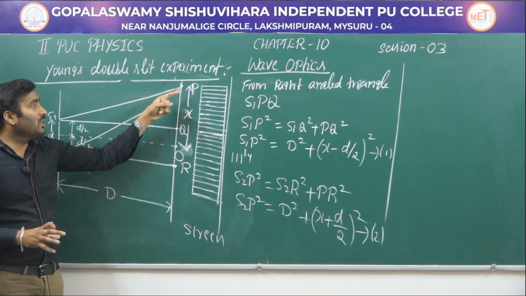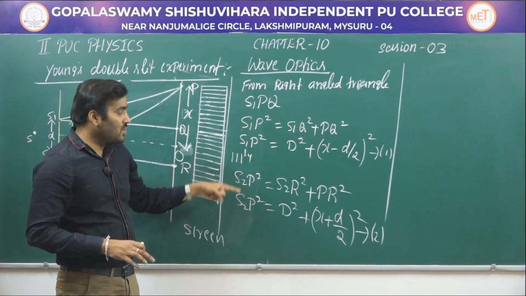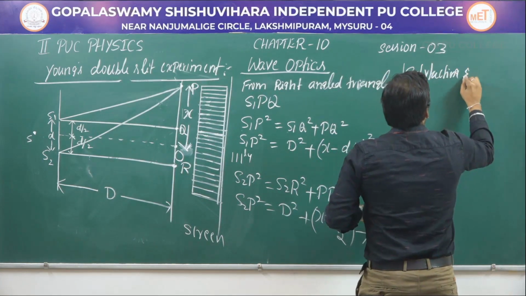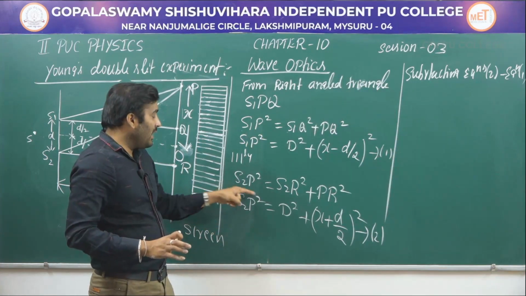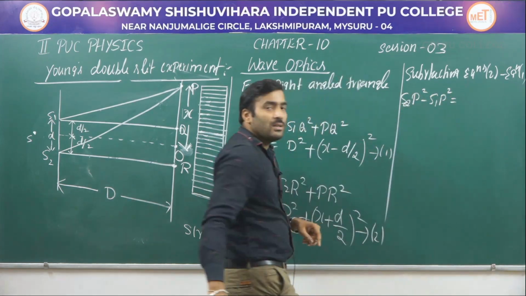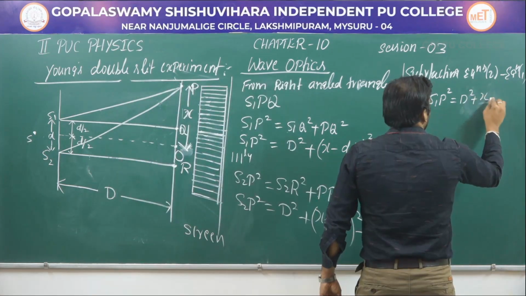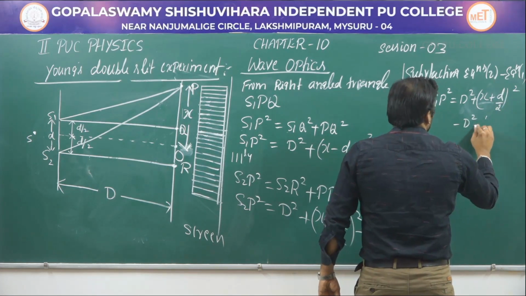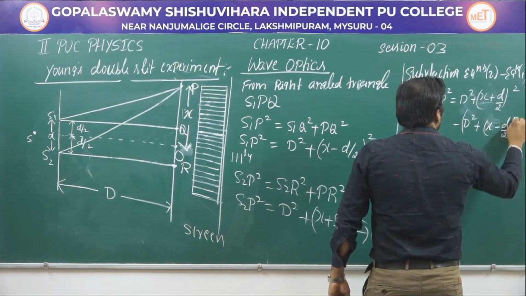Now we need to derive an expression for the condition to obtain the bright fringe or a dark fringe here. For that, let us subtract these two equations, equation 2 and equation 1. So first let us subtract the left hand sides. Therefore S2P square minus S1P square equals the right hand sides: D square plus x plus d by 2 the whole square, minus D square plus x minus d by 2 the whole square.